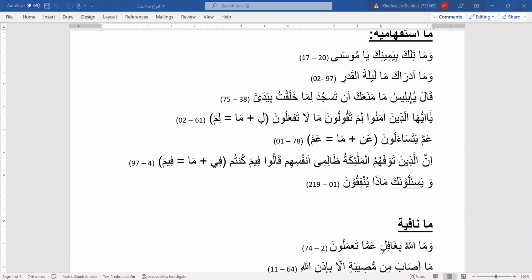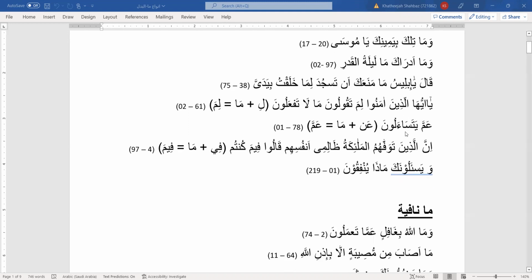قال يا إبليس ما منعك أن تسجد لما خلقت بيدي. He said, "O Iblis, what prevented you? What forbade you that you prostrate to what I created with my two hands?" So what prevented you? What forbade you? This is the question that Allah subhanahu wa ta'ala was asking Iblis. So Allah asked Iblis a question, and this ma is used to ask that question.